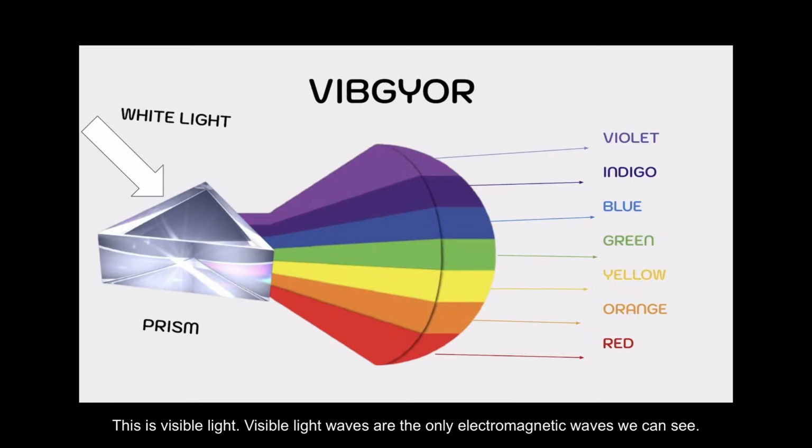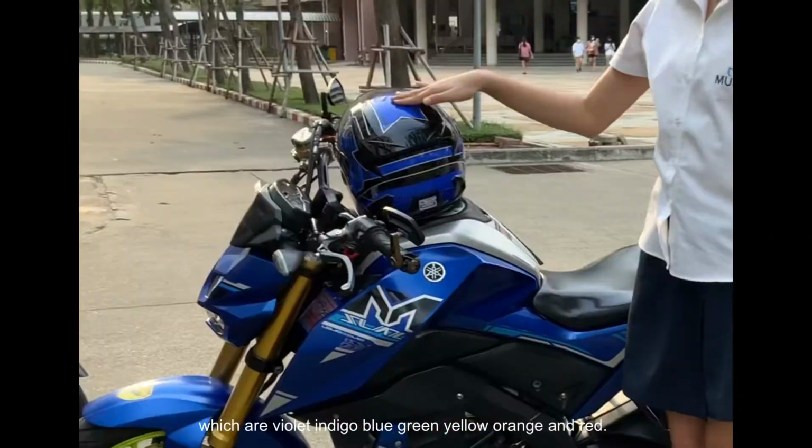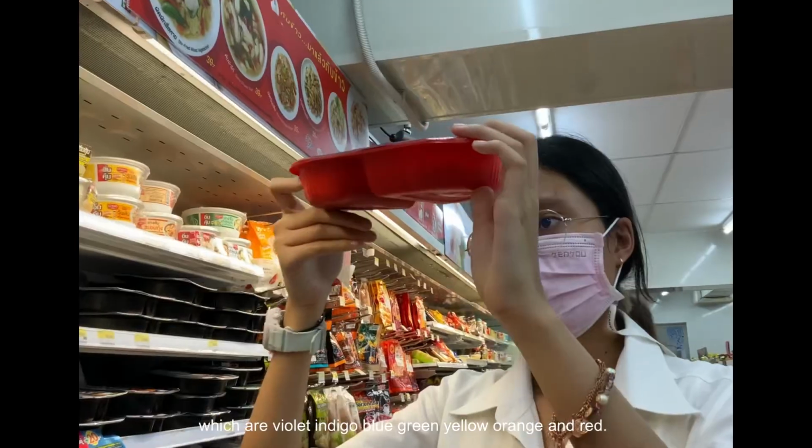This is visible light. Visible light waves are the only electromagnetic wave we can see. When all the waves are seen together, they make white light, and when it shines through a prism, the white light is broken down into colors, as we can see in the picture, which are violet, indigo, blue, green, yellow, orange, and red.